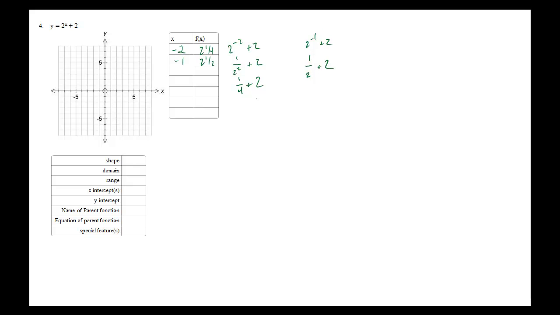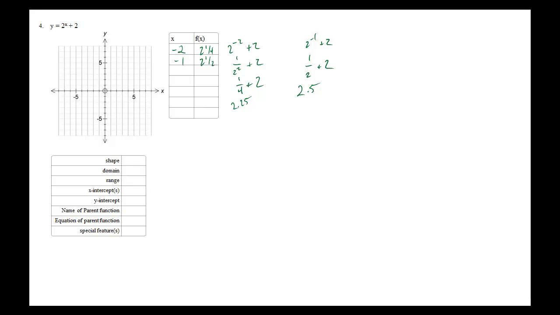Okay, now if it's helpful to you to put this into decimal form, then go ahead and do that. Turn this into 0.25 plus 2, which will give us 2.25. The same thing here. If you want to put this as 0.5, that'd be okay. You're just going to add 2 to that, and you're going to have 2.5. Alright? That's fine. No problem with that.